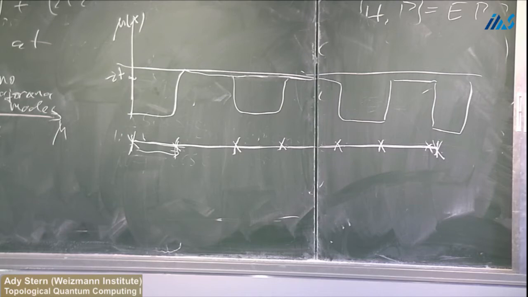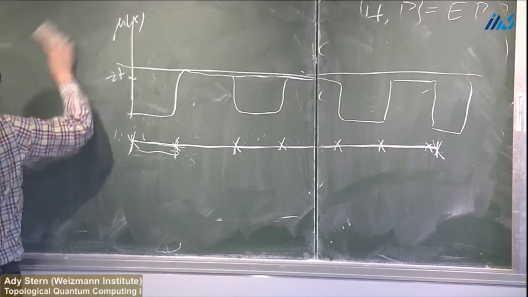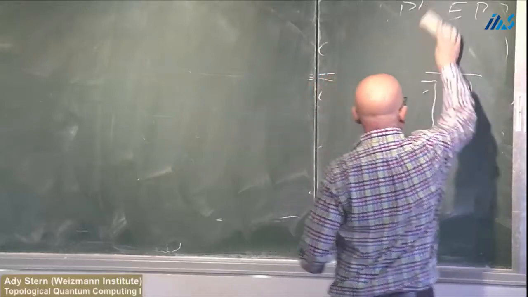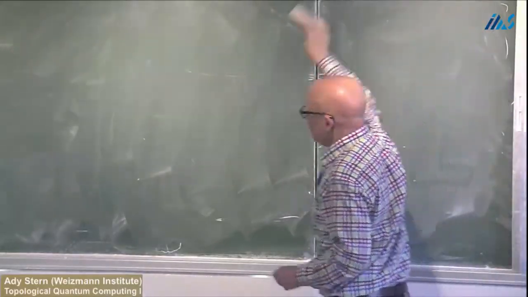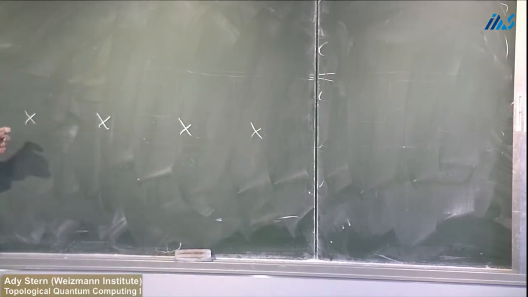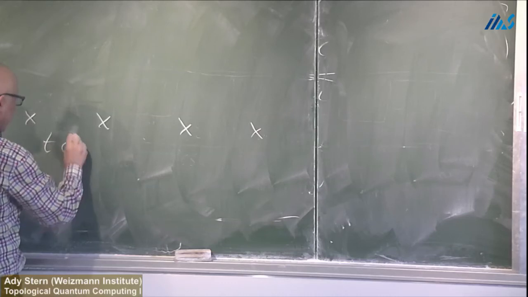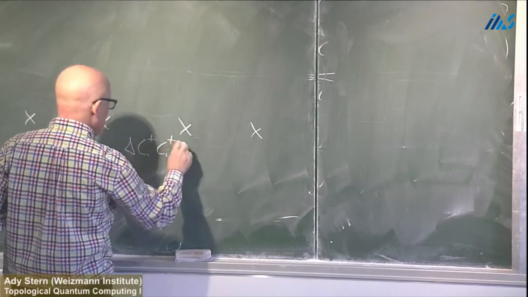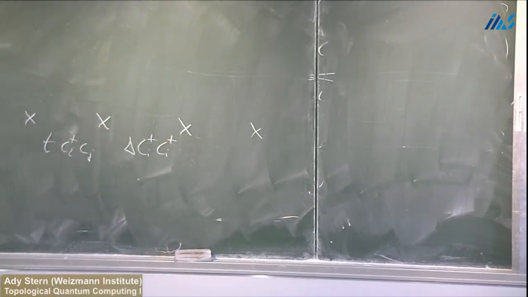But before that, I'd like to liberate us from one dimension and ask what happens. Can we do something like that in two dimensions? So the one-dimensional system we had was a 1D lattice. We had a hopping t c_i dagger c_j. We had a delta c_i dagger c_j dagger. And of course, the Hermitian conjugates of both. And now we'd like to have it in two dimensions. So what do we need to do?